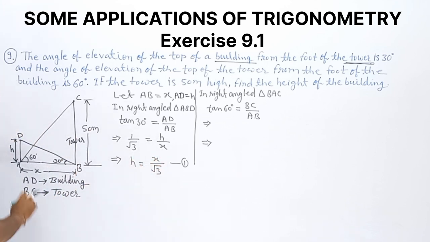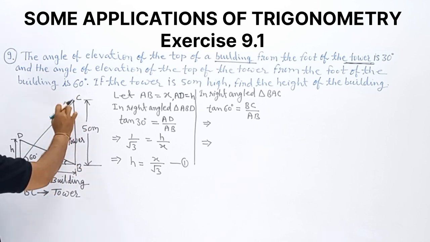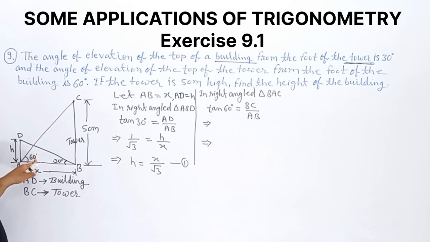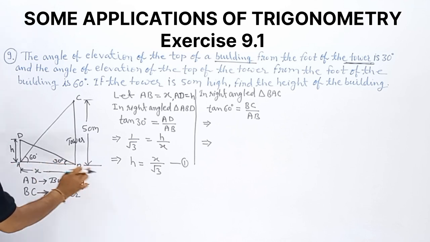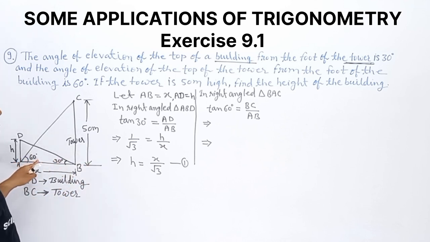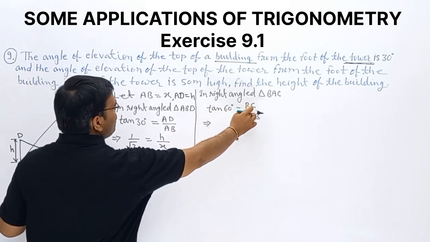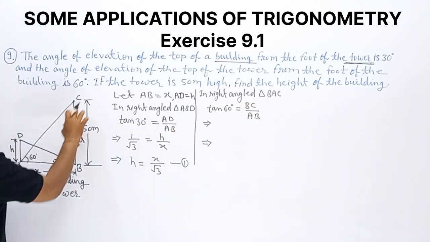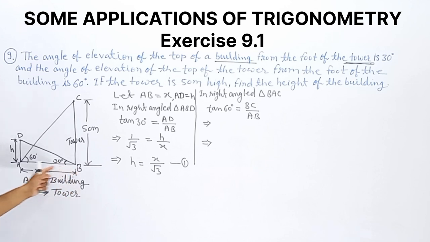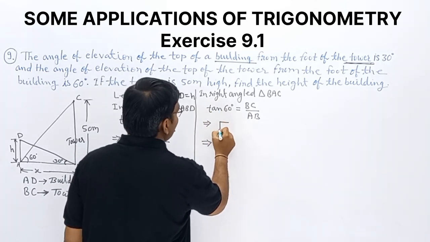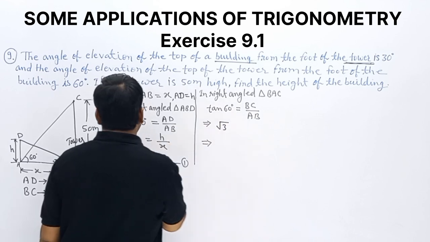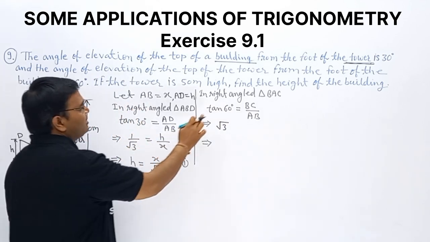Clear? Now we are considering this right triangle BAC. This right triangle we are considering for the 60 degree acute angle. Its opposite side BC will be the perpendicular and its adjacent side AB will be the base. So we will use tangent theta. Tangent 60 degrees will be BC upon AB. Its opposite side is the perpendicular, and its adjacent side is the base. Tangent 60 is square root of 3. Clear? Tangent 30 degrees is 1 upon square root of 3, but tangent 60 degrees is square root of 3.